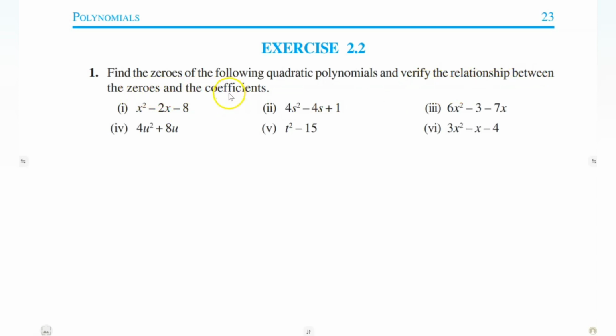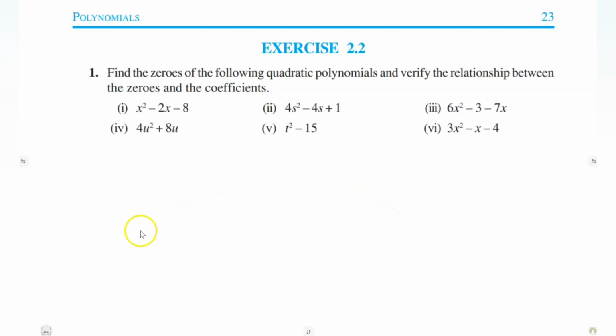Right, we need to do two things here. For each polynomial given, we need to find the zeros. After finding the zeros, you need to verify the relationship between zeros and coefficients. What is the relationship between zeros and coefficients for a quadratic polynomial? The sum of the zeros is minus b by a, and the product of the zeros is c by a. So we need to check those two relationships between the coefficients and zeros.